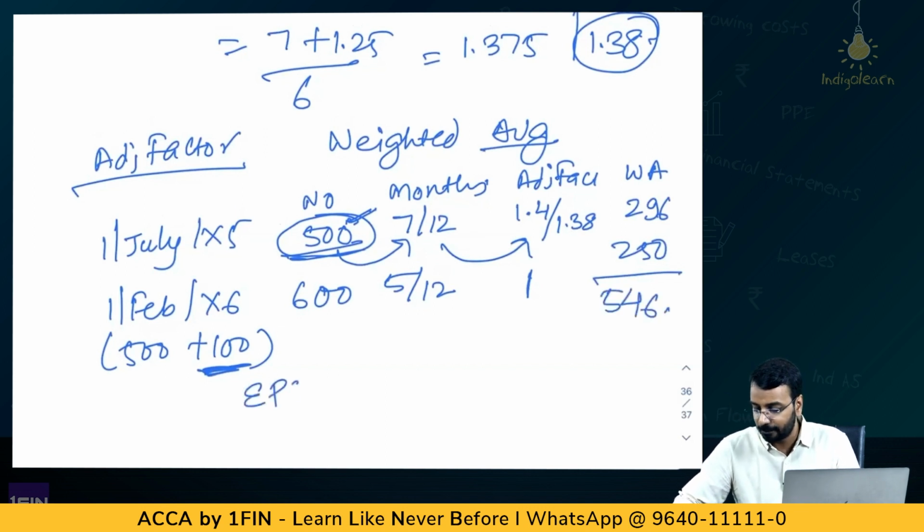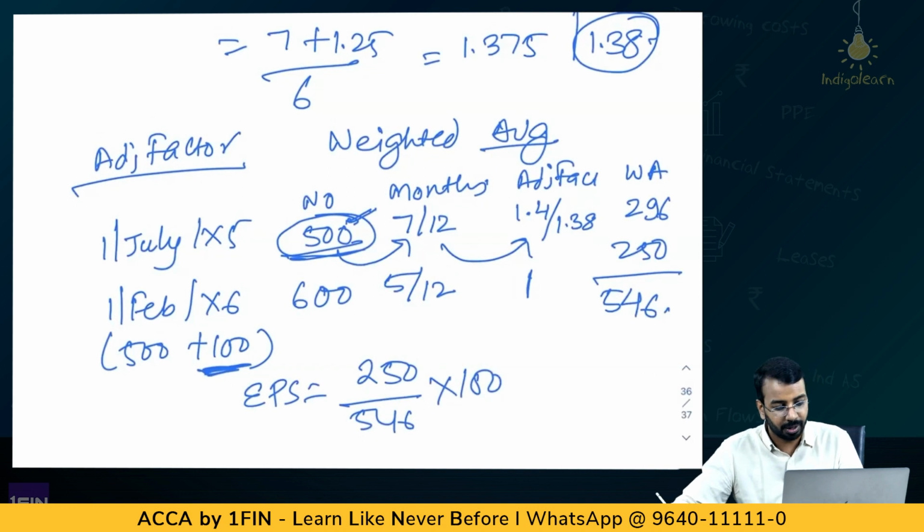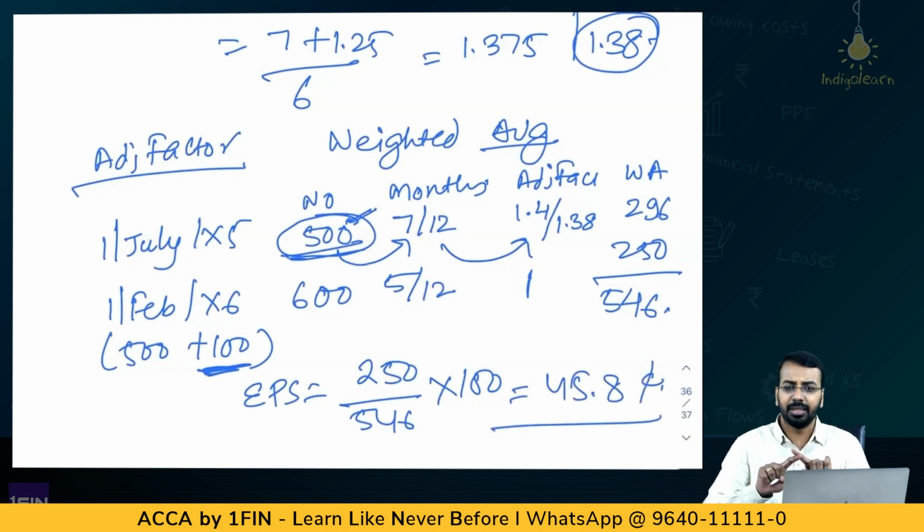So, EPS is 250 divided by 546 into 100, which is 45.78 cents. 45.78 or 45.8 cents per share. Are we clear with this? This is the only tricky part when it comes to rights issue, when you have to calculate theoretical ex-rights price, rights adjustment factor and calculate the weighted average.